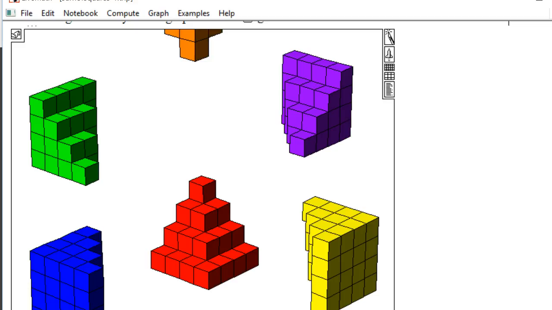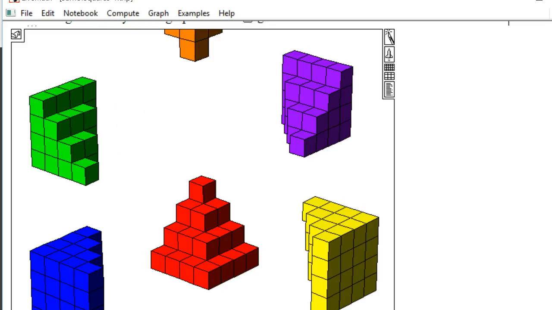All right, so what I have here is a stack of red blocks. In the top row, there's 1. In the second layer here, there's 4, 2 by 2. The next one, there's 9, 3 by 3. The next one, there's 16, 4 times 4. So this is 1 squared plus 2 squared plus 3 squared plus 4 squared. I'm trying to figure out how many blocks are in that stack.